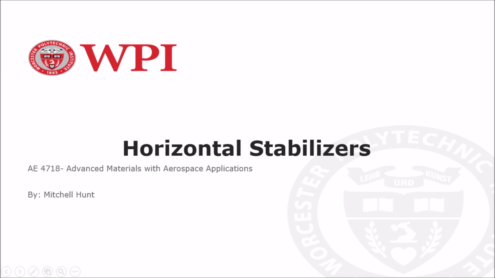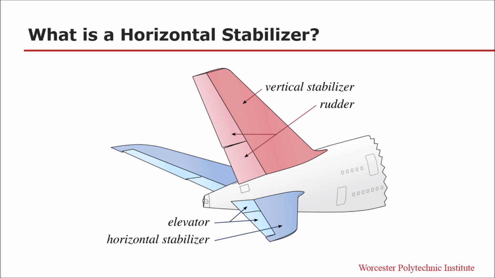This is my presentation on horizontal stabilizers for advanced materials with aerospace applications. The stabilizers are located at the tail end of the aircraft. The horizontal stabilizers extend to both the left and the right sides of the aircraft and support the elevators.